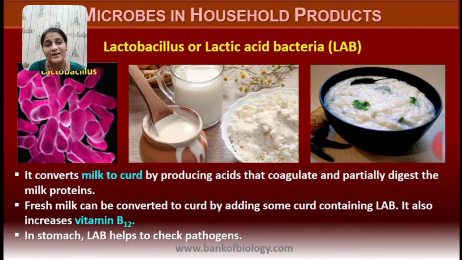So this lactobacillus or lactic acid bacteria convert the milk to curd. And how do they convert? They convert it by producing acids, and these acids in turn coagulate and partially digest the milk proteins. Okay, milk protein like casein is being partially digested, right? So fresh milk can be converted to curd by adding some curd which contains lactic acid bacteria.